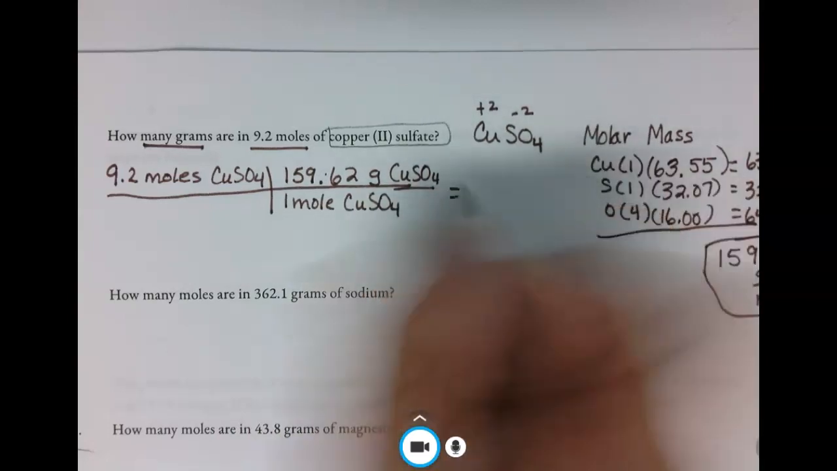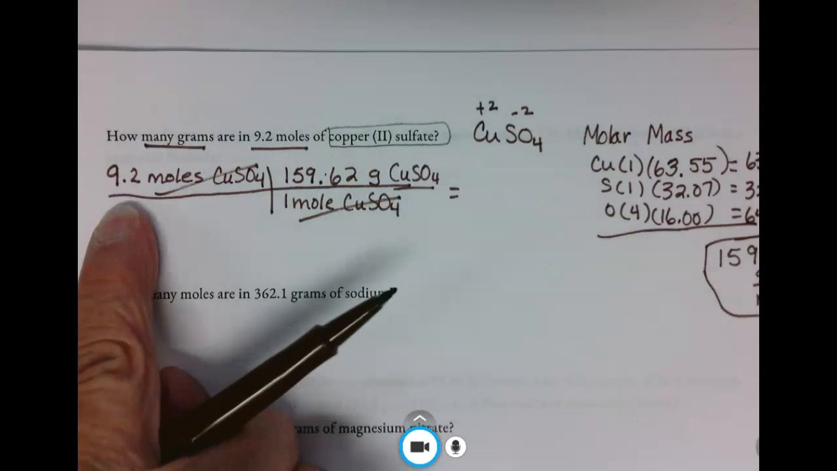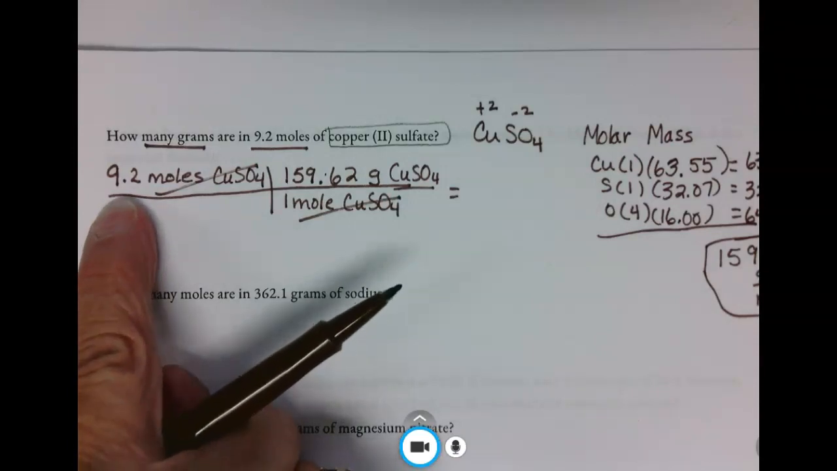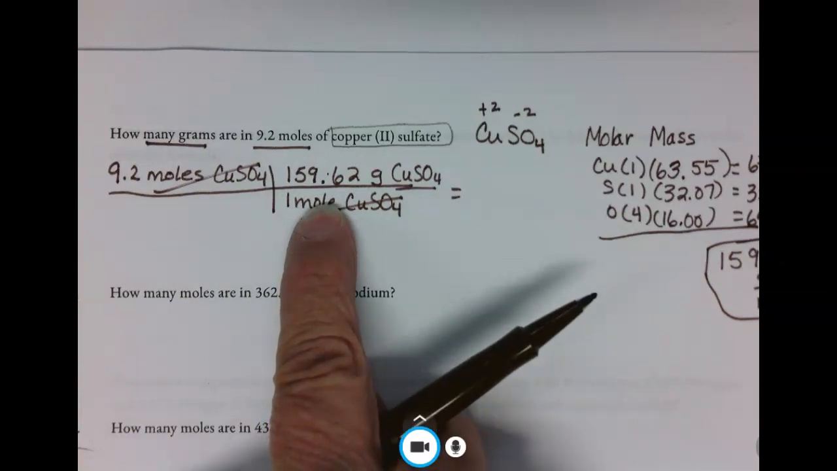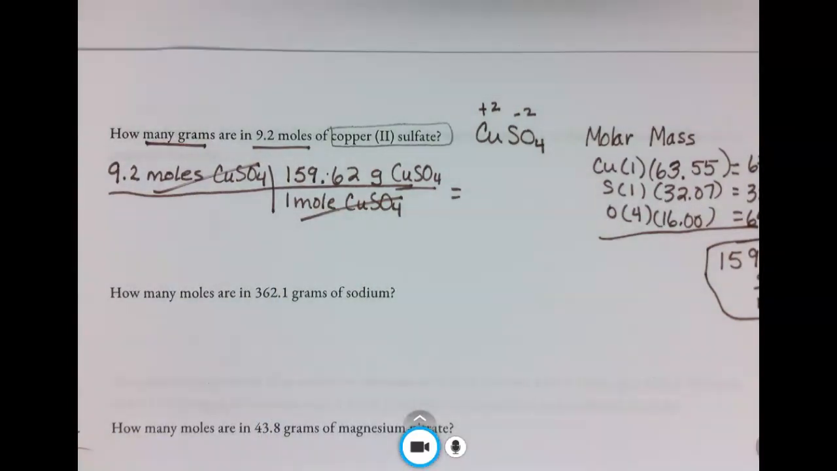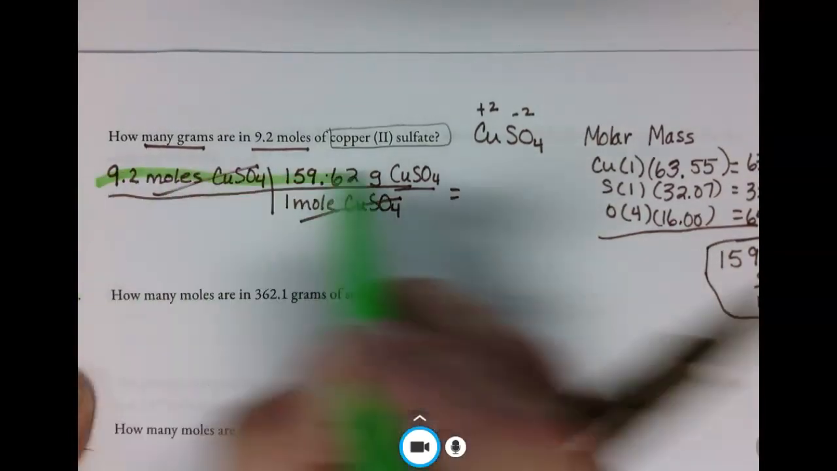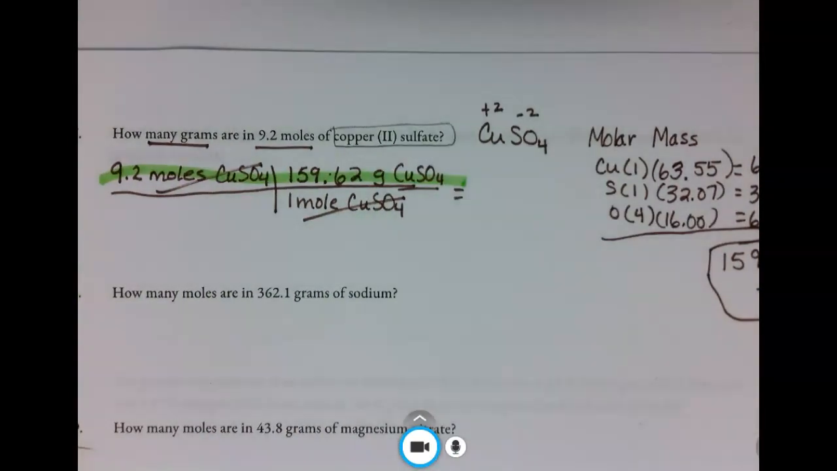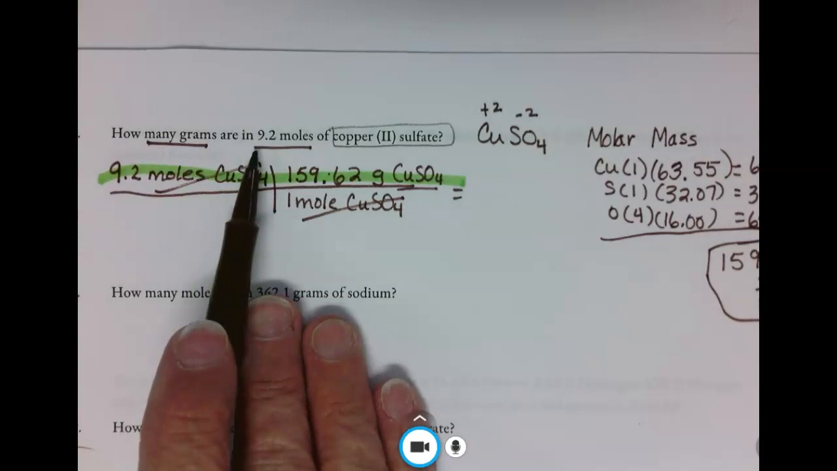Okay, so again, your moles of copper sulfate will cancel. Again, this is just going to be a multiplication problem. We're just going to take 9.2 times 159.62 because they're both in the numerator. So it's just going to be a multiplication problem, so I'll let you finish that out. Now in terms of significant digits, this actually needs just 2 digits in your answer.